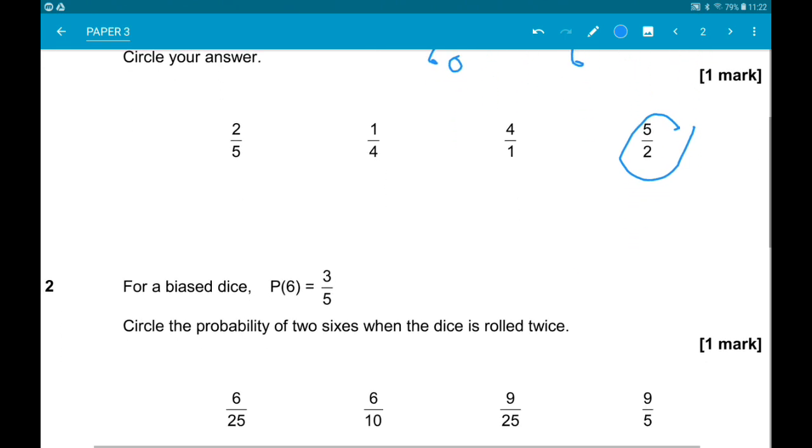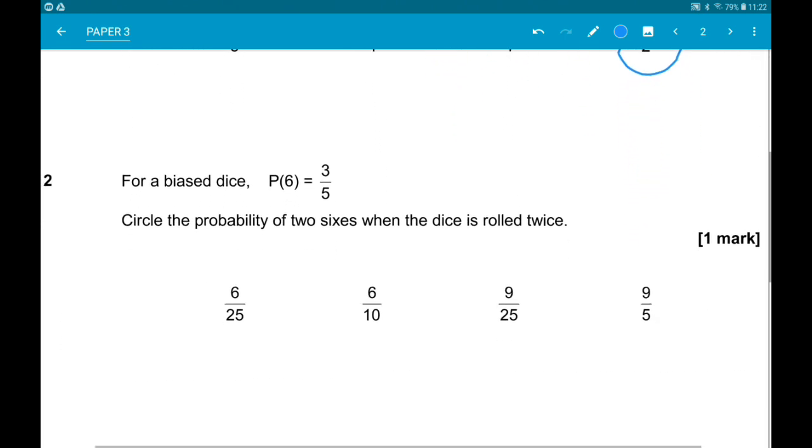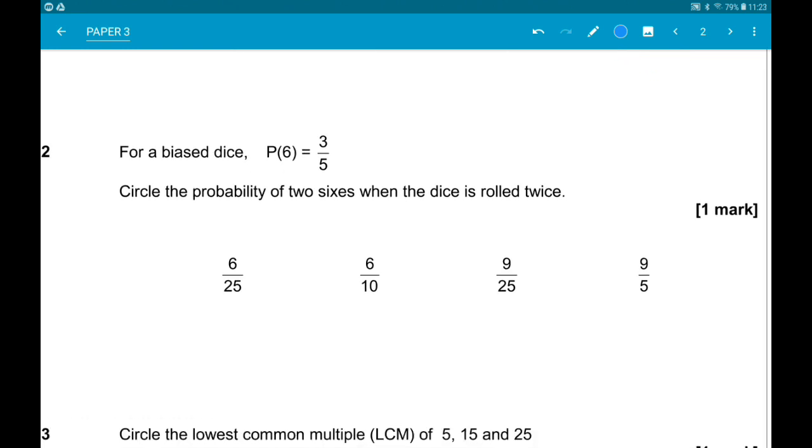Number 2, for a biased dice, the probability of 6 is 3/5. We want to circle the probability of 2 6s when the dice is rolled twice. So for that, we just do 3/5 times 3/5, which gives us 9/25.